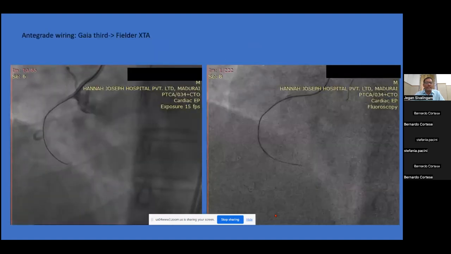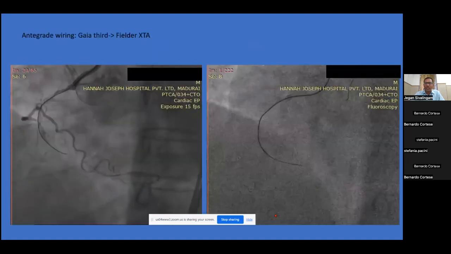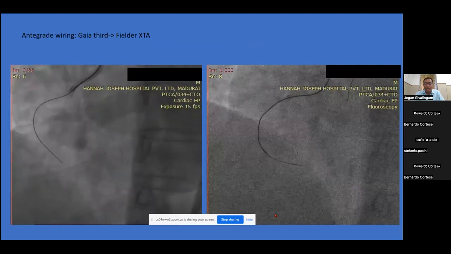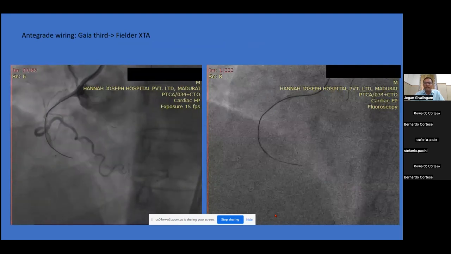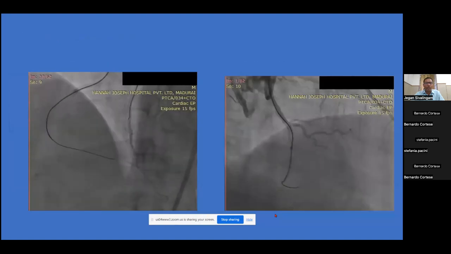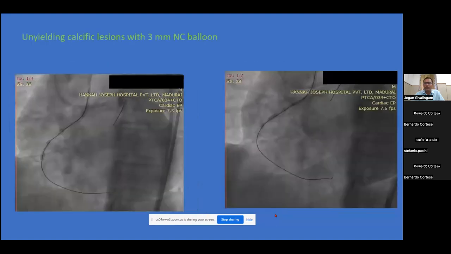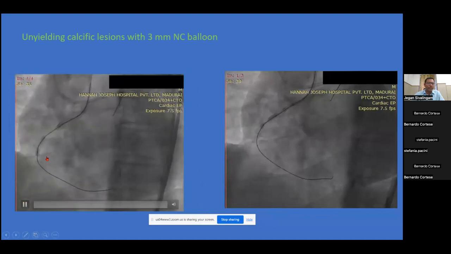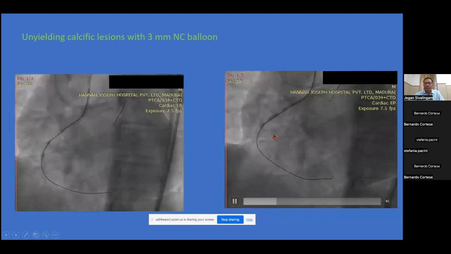So this is antegrade wire escalation. First Gaia Third, then upon reaching the crux we de-escalated, changing to Fielder XTA. Then we checked in two orthogonal views and made sure that we are in the lumen. The point of interest here is the dog bone appearance, the dumbbell appearance, where the NC balloon is not at all yielding. It's constricted very much in the middle portion.